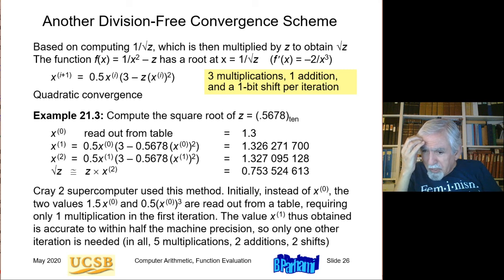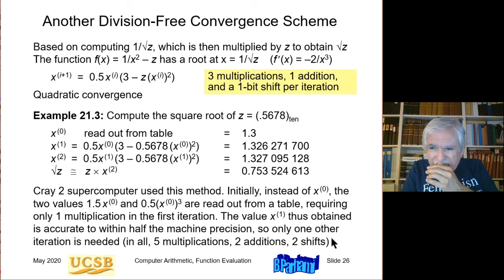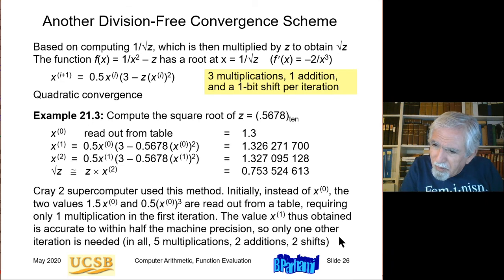of the machine precision. So they use fairly large tables, so that this is already accurate to within... Cray used 60 bit floating point arithmetic, so this is already accurate to within 30 bits. And then I just need one more iteration, which involves 3 multiplications and an addition. So in total, we have, and then of course the one multiplication at the very end.